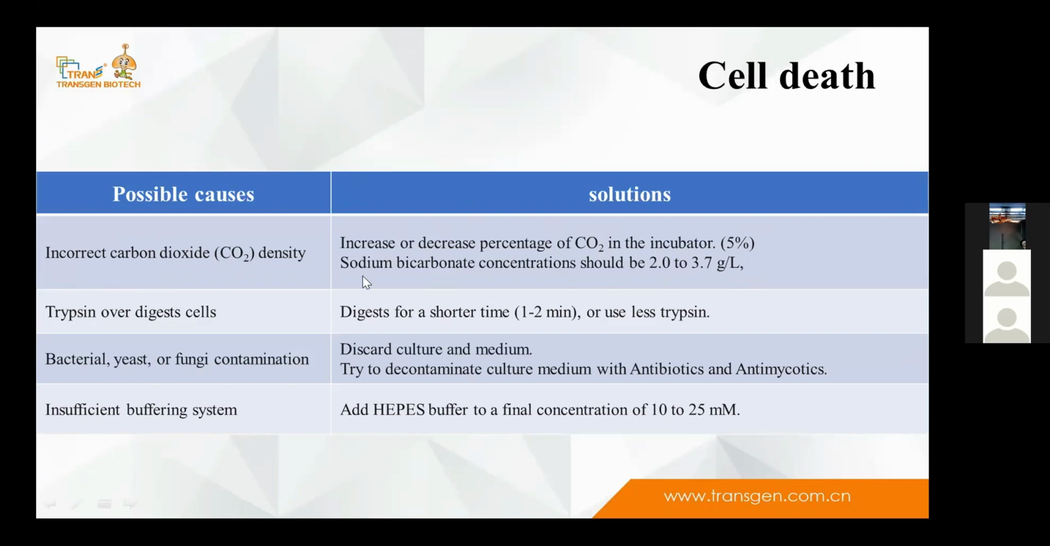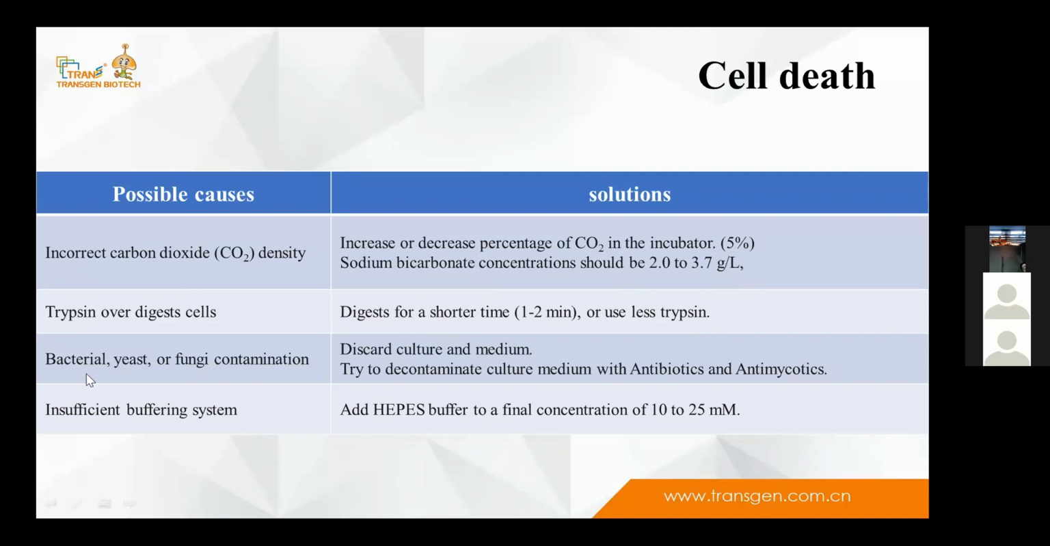And then you can add sodium bicarbonate; the concentration should be 2.0 to 3.7 gram per liter. And maybe you used trypsin that over-digested the cells. You can shorten the digestion time, maybe 1 or 2 minutes is enough. And do not use too little trypsin as well. Or if your cell line is very sensitive, you can avoid trypsin. You can use EDTA instead for the digesting step.